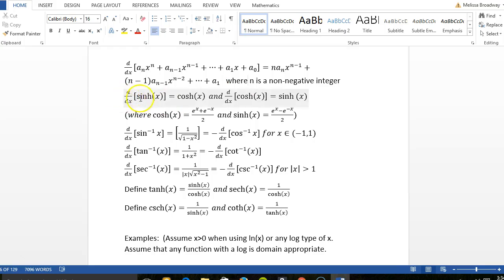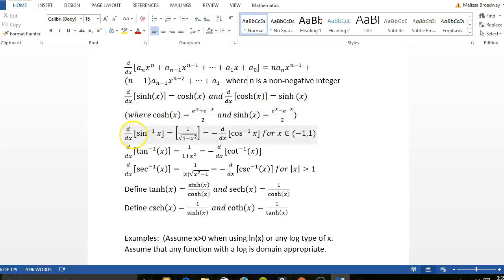Now, without proof, the derivative of the sinh is the cosh, and the derivative of the cosh is the sinh. Notice that's a little different. With sine and cosine, you get negatives, but you don't get that with these, okay? Now, the cosh is this guy right here, and the sinh is defined to be this guy right here. This is by definition, okay?